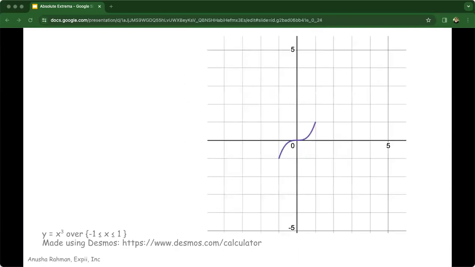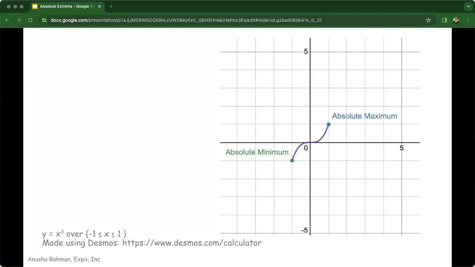Here is another graph for you. I have graphed the function y equals x cubed for you over the interval of x from -1 to +1. Looking at the graph, what do you think the absolute extrema are? Pause and try this one on your own.